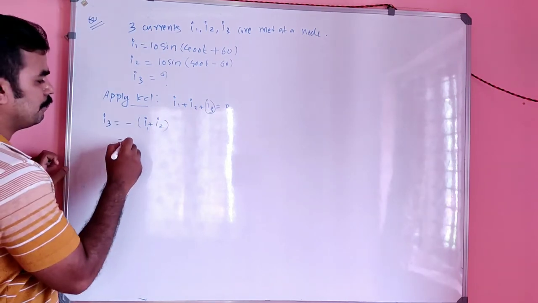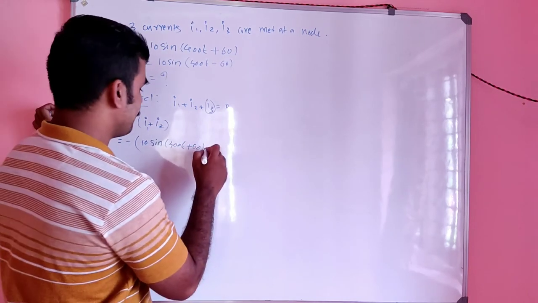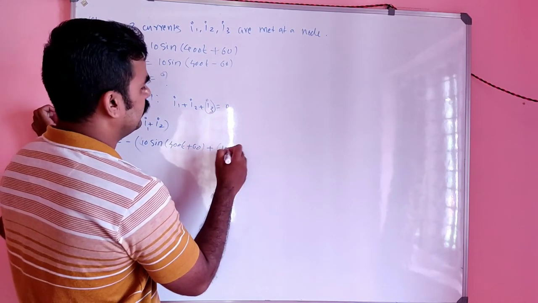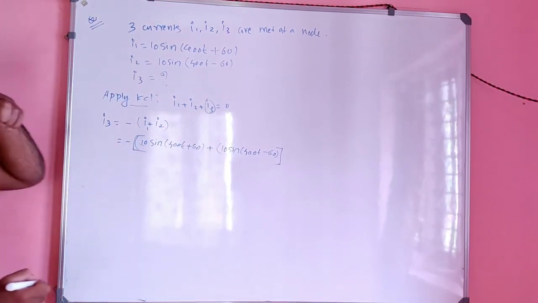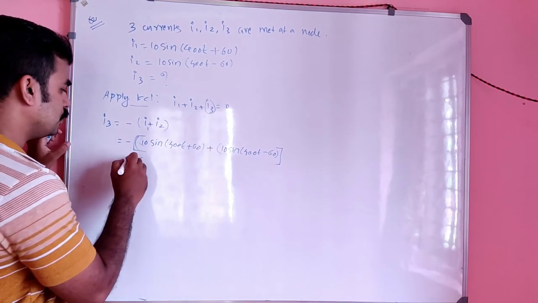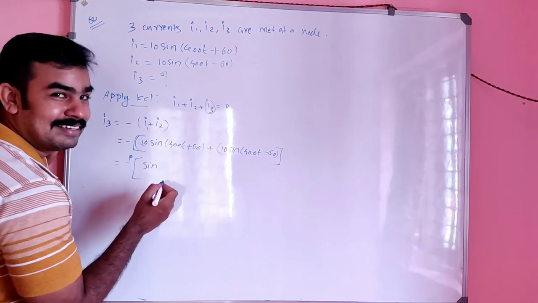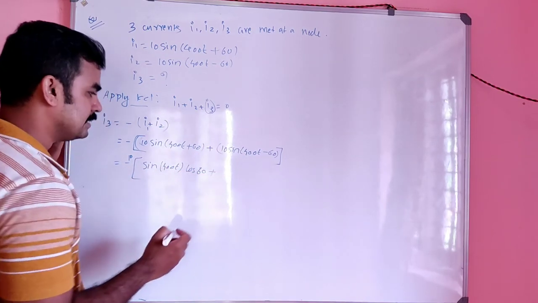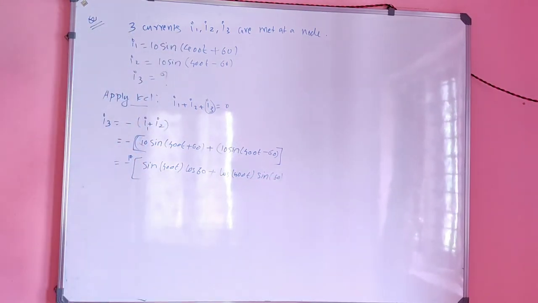So what is I1 here? 10 sin(400t + 60), plus I2, which is 10 sin(400t - 60). So I1 plus I2 will be equal to minus of... 10 is constant, so you can take 10 outside. So 10 into... sin(a + b) is sin a cos b plus cos a sin b.